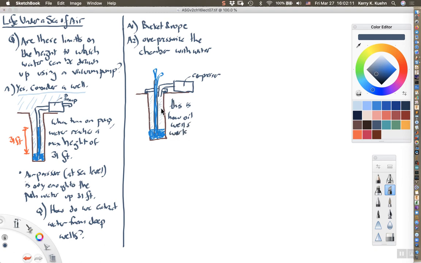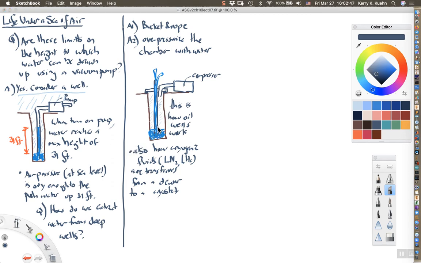You overpressurize the region above the oil, and then the oil comes squirting out. This is also how cryogenic fluids, such as liquid nitrogen or liquid helium, are transferred from one place to another. So for example, from a dewar, it's like a big thermos bottle, to a cryostat. That's a device used in low temperature physics.